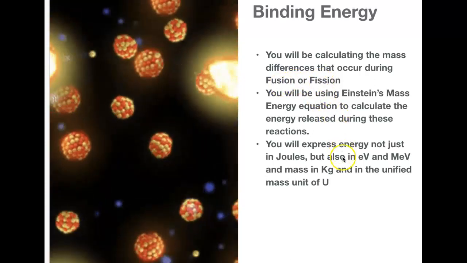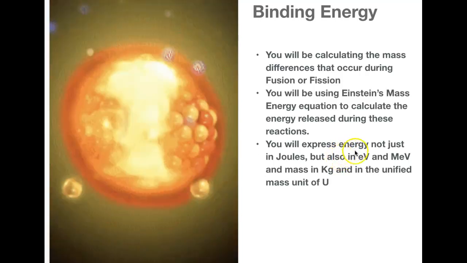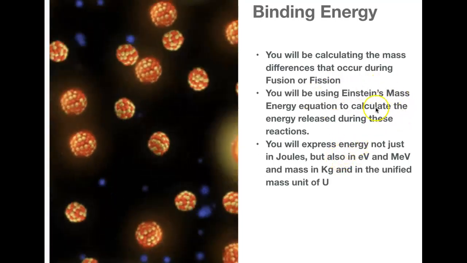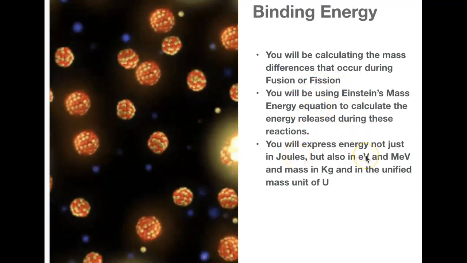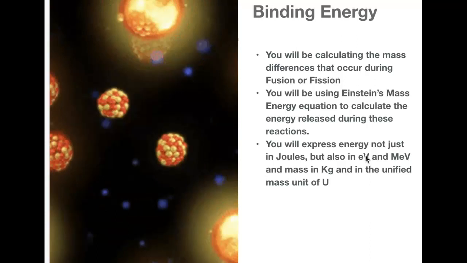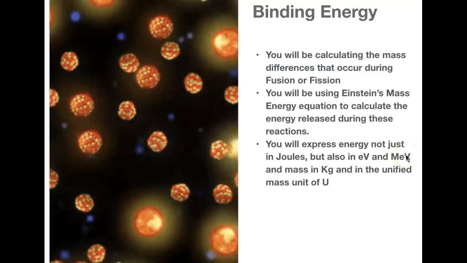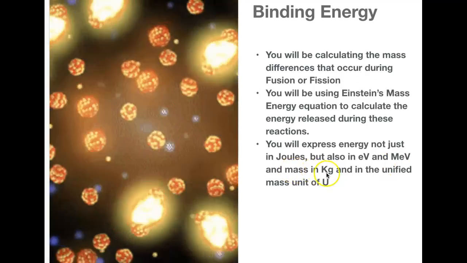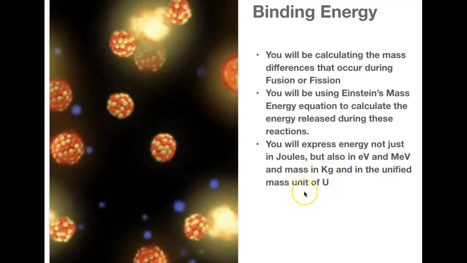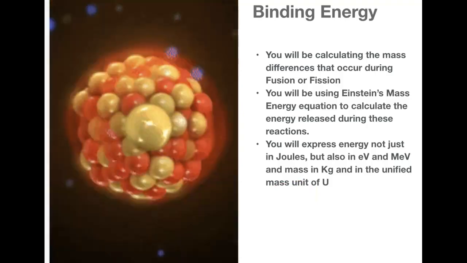You will also look at how to express this energy that's released in these reactions in joules, but also in electron volts and a new unit, mega electron volts. We're also going to talk about a different way of expressing mass, not in kilograms, but in unified mass units. So I'm going to start with that.